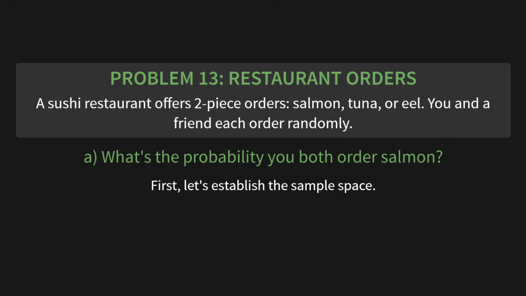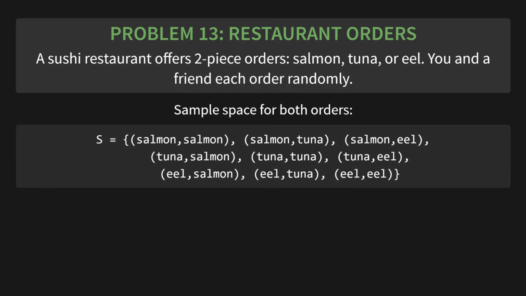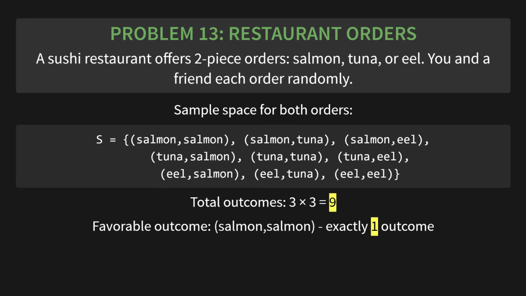Well, let's think about this systematically. Each of you has 3 choices and you're both ordering. How many total ways can this play out? Check out this systematic listing. Think of it like a grid. You've got 3 choices, your friend's got 3 choices. That gives us 3 times 3 equals 9 total possible outcomes. And in only one of those outcomes do you both order salmon.